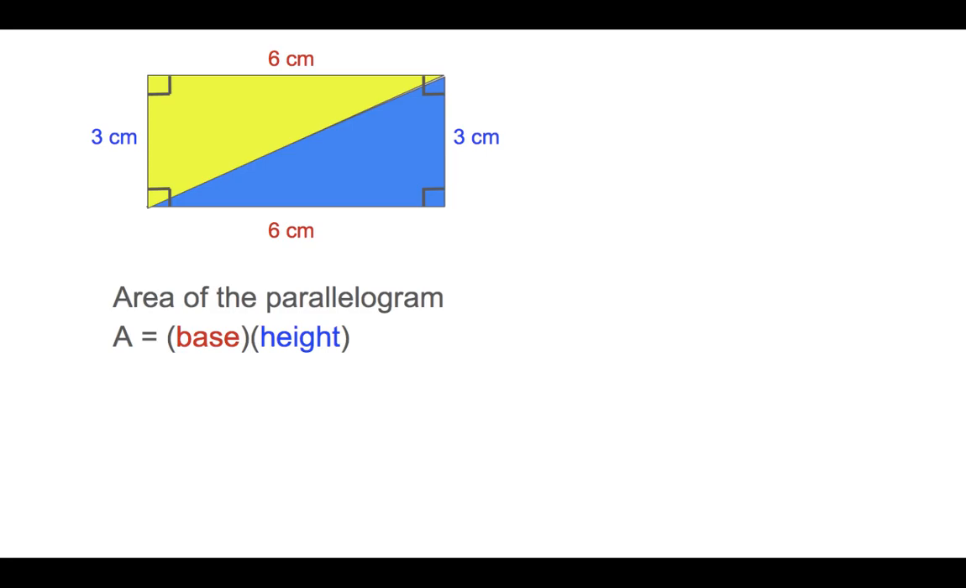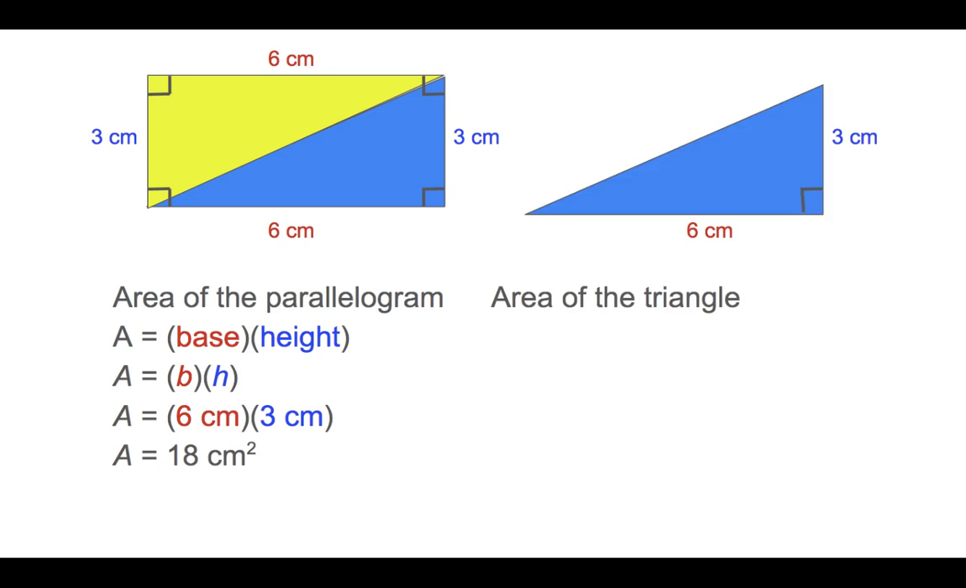So we're going to multiply the base by the height. The base is 6 centimeters and the height is 3 centimeters. So the total area of my parallelogram is 18 square centimeters. Now, let's look at the triangle. Here's my blue triangle. And again, it's 6 centimeters and it's 3 centimeters high.